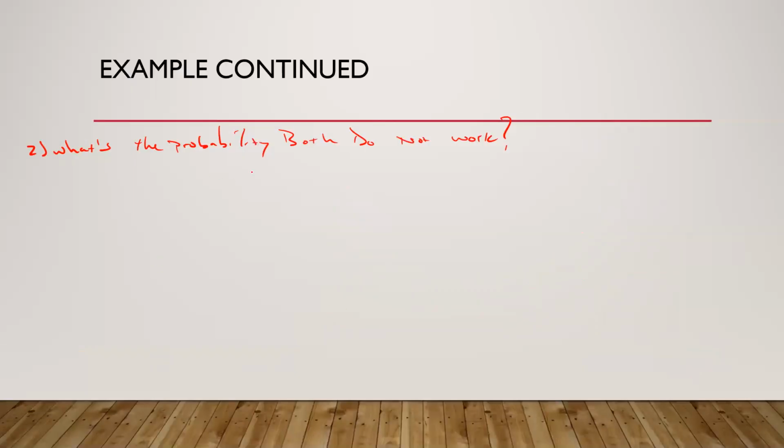So what's the probability that both do not work? Probability both do not work. It just comes down to writing it, right? So it's the probability the first does not work, and the second does not work.